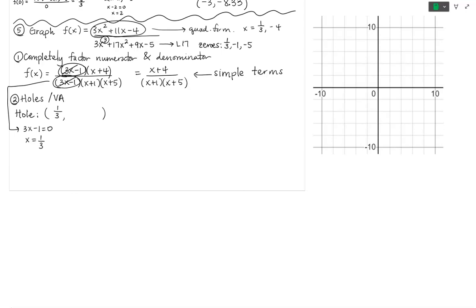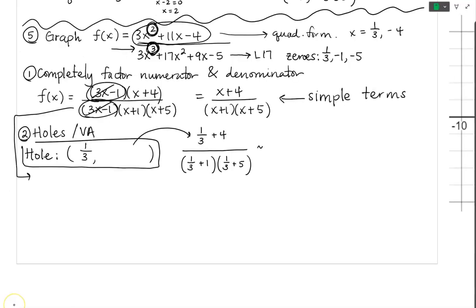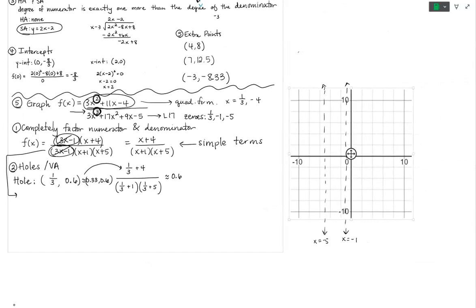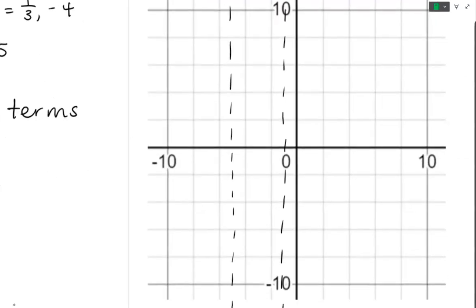To get the y coordinate for that point, we have to plug 1/3 into simple terms. So when we plug 1/3 into simple terms, I get about 0.6 out. I'm just rounding that. So our hole is about at 1/3, 0.6. That's about the point 0.33, 0.6. That's just to help us graph it. So that is very, very close to the origin, especially on this scale. And I did just plot an open point right there because it is literally graphed as a hole in the graph. So we have our hole.